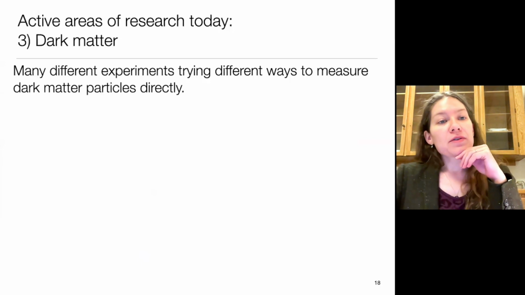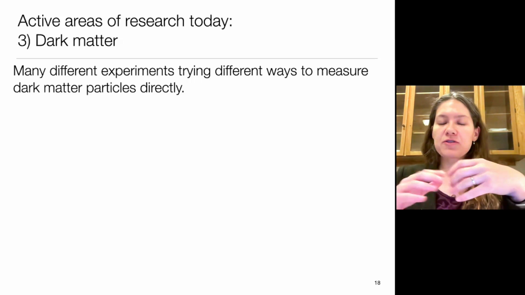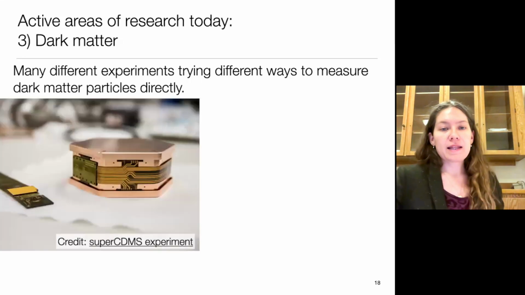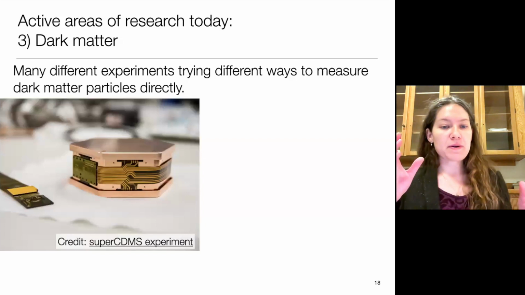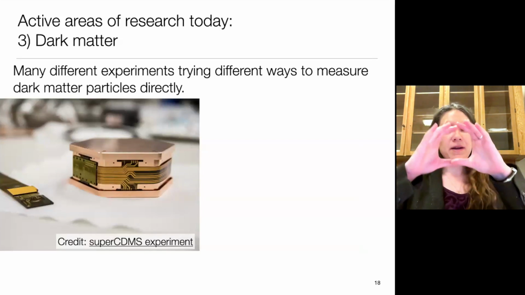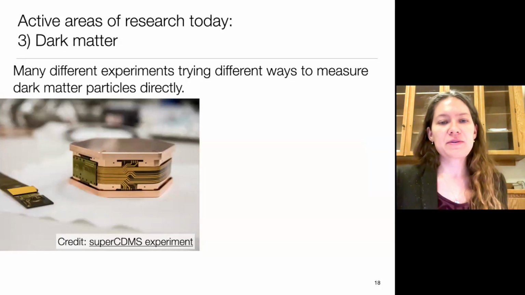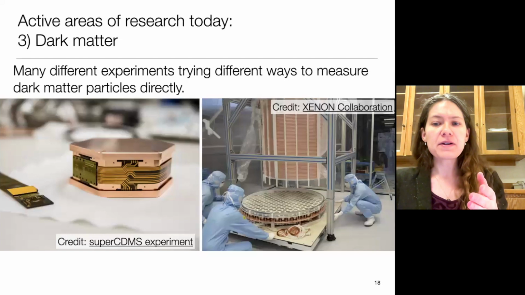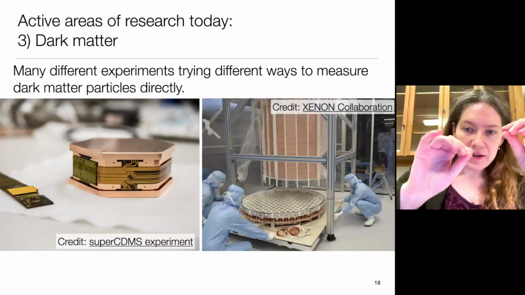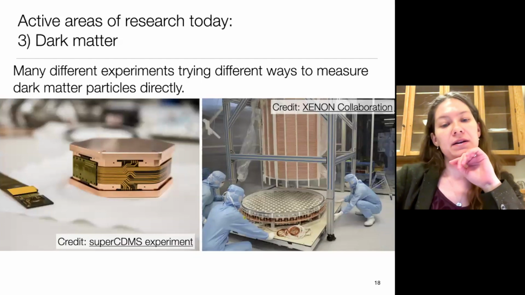Now, dark matter is also an active area of research today, and there are a lot of different experiments that try different ways to measure dark matter particles directly. I'm going to highlight two here that have opposite approaches. The SuperCDMS experiment is building these little hexagonal chunks of germanium. They're about this big, and then cooling them down really, really cold and looking for dark matter to interact in there. The XENON collaboration instead takes a big tank of liquid xenon and looks for particle interactions happening in there that could tell you that you've detected some dark matter going through the detector.